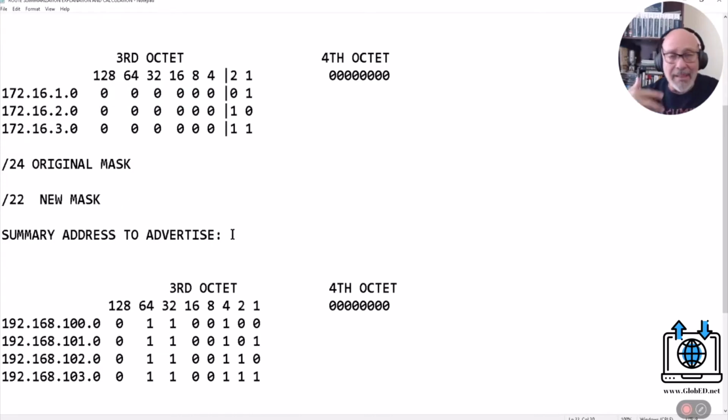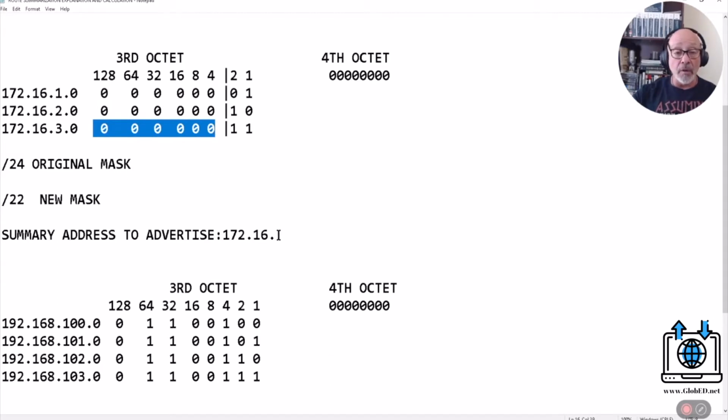Okay, so what is the summary address that we're going to advertise? Well, it's going to be 172.16. That doesn't change. And then what do you see on? There's no binary bit that is on in this section right here in the third octet. So therefore, this is 0. And are we doing anything in the fourth octet? No, we're not. So that's 0. So what's the summary address? 172.16.20.0, what's the mask? 22.